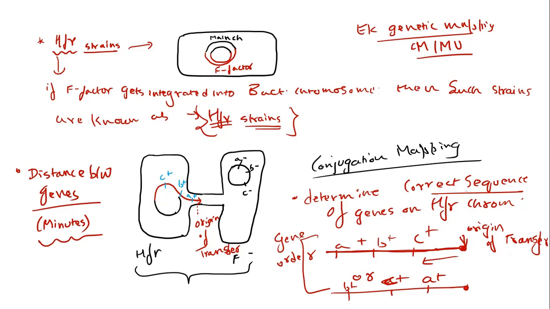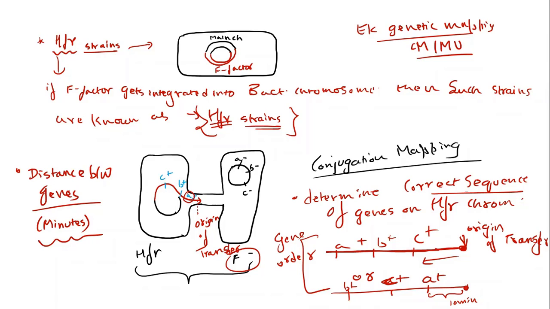How are we measuring in minutes? Let's say after 10 minutes, the F negative started producing A plus protein. Then what would have been the distance of the A gene from the origin? It would have been 10 minutes. That's how we measure the distance, right? I will tell you everything. Distances are measured in minutes in bacterial mapping. Is that clear or not? That is going to be the main aim of conjugation mapping.